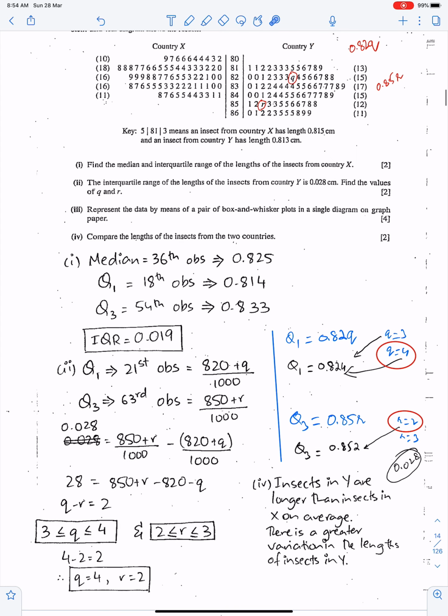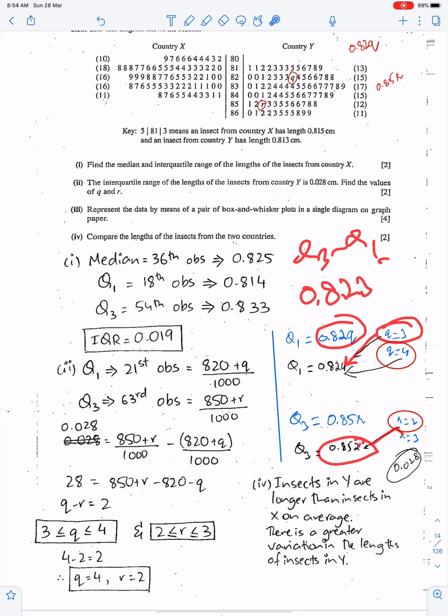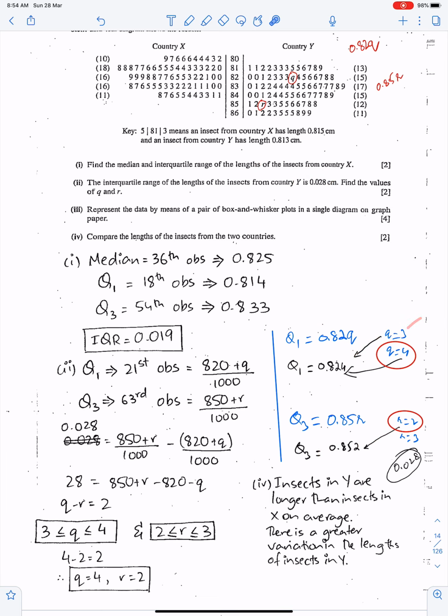Now you have to use the trial and error method. So first suppose Q is 3, then this number will become 0.823, and suppose R is 2, so 0.852. Now take the difference of these two numbers, Q3 minus Q1. If you get this answer, then these are the right values, 3 and 2. But if you are not getting this answer, then try Q is 4. So when Q is 4 and R is 2, you will get Q3 minus Q1 as 0.028. That means your Q is 4 and R is 2, because you are getting this number.